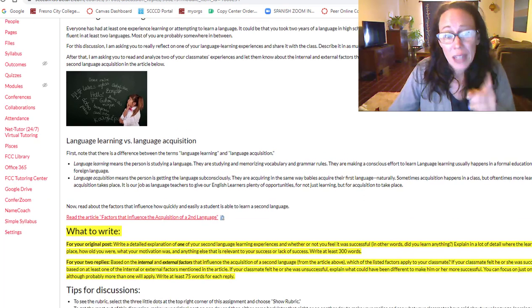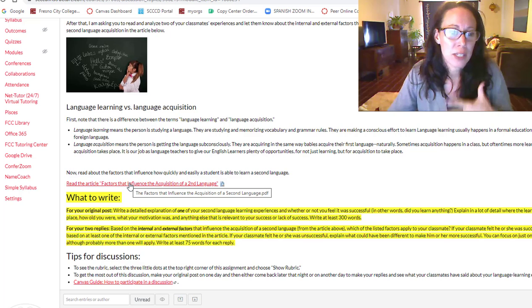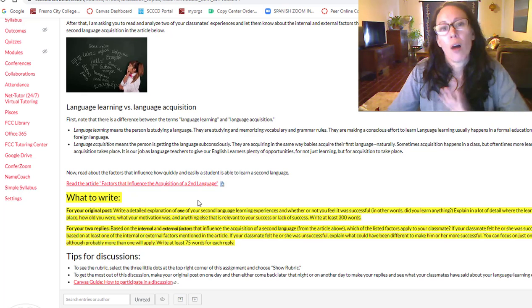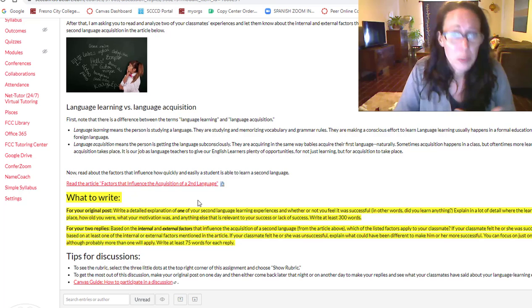And then for the replies, I have an article here about the factors that influence the acquisition of a second language. You're going to read about these different factors, and you should be able to apply them to your classmates' experiences. Probably all of them will apply in some way that makes that experience either successful or not successful. So you're going to reply to your classmate, and someone might reply to me and say, well, your motivation was not the right motivation. This is what it should be, and that's why you weren't successful, for example.